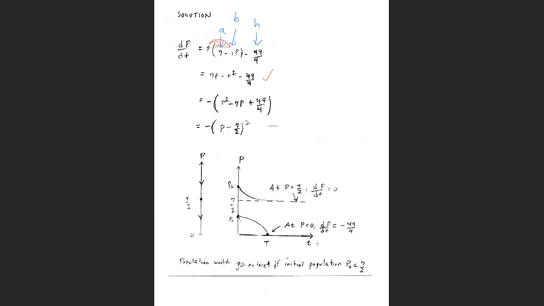And then I'm going to factor out a negative from each term here. And if I do that, I'm going to get dP/dt equals negative of that quantity. Should it be one negative and one positive, or both negative? Well, you have negative.